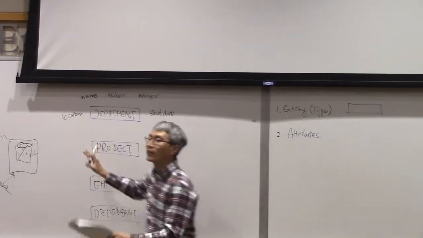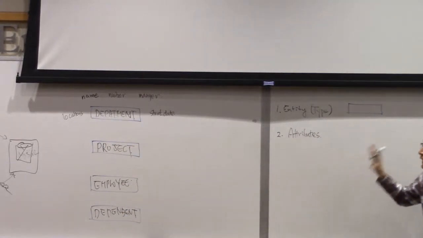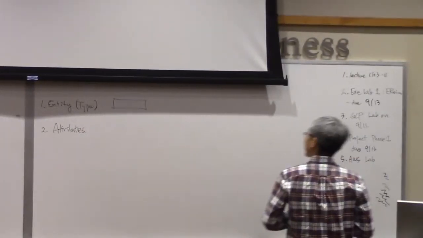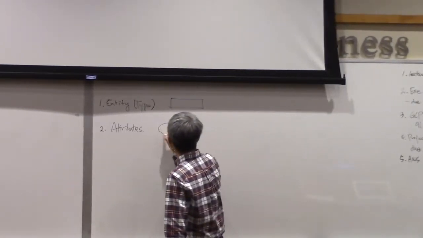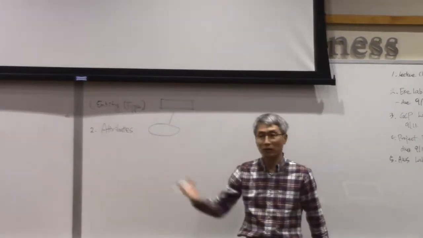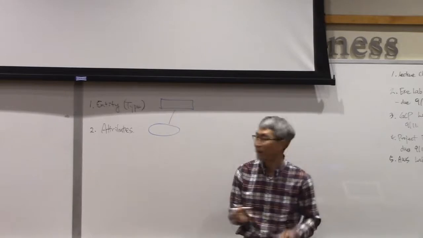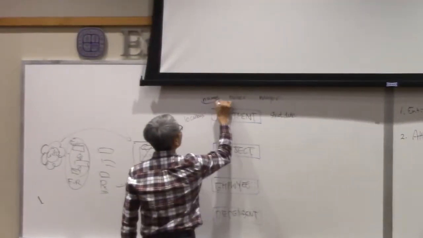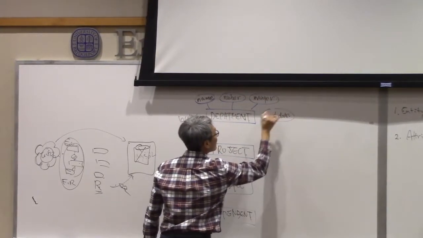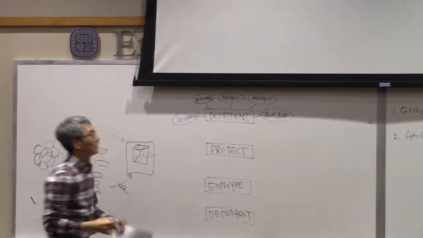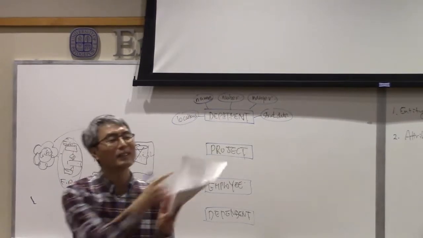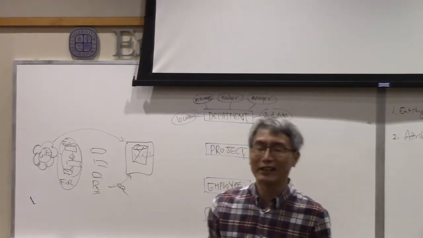So we are going to identify as many attributes as possible that describe your entity type. Just like this, we are going to use an oval to represent each, then connect it to the associated entity type. For example here, name, this, number, this, manager, this, start date, this, location, this. Any questions? It's very simple in this case, but in reality it's not that simple.